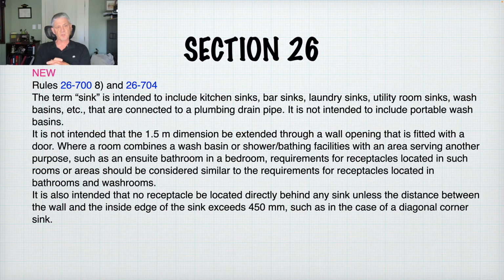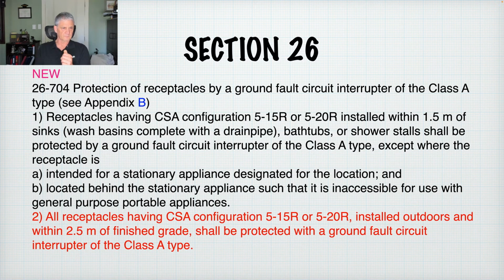Where the room combines a wash basin or shower in the area serving another purpose, such as an ensuite bathroom or bedroom. In a bedroom, requirements for the receptacles located in such rooms or areas shall be considered similar to the requirements of the receptacles located in the bathrooms or washrooms. It is also intended that no receptacle be located directly behind the sink unless the distance between the wall and the inside edge of the sink exceeds 450 millimeters. They've actually improved. This is a greater clarification.